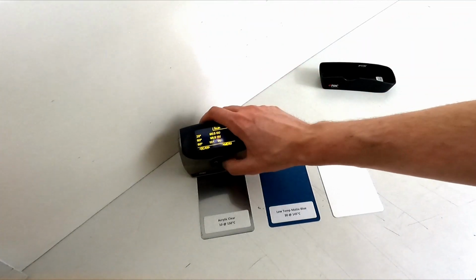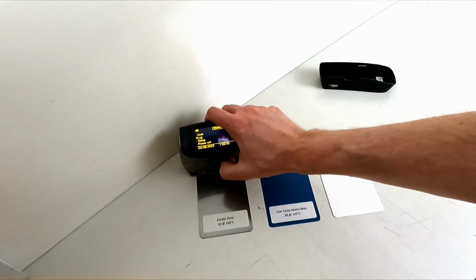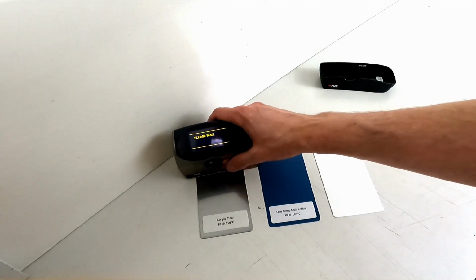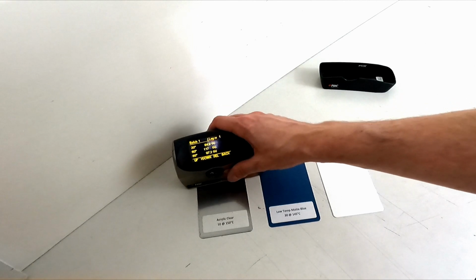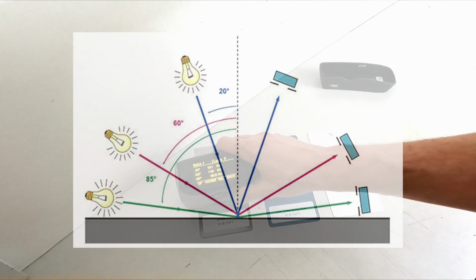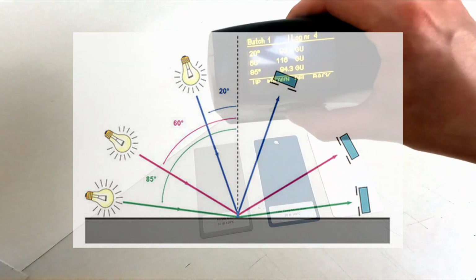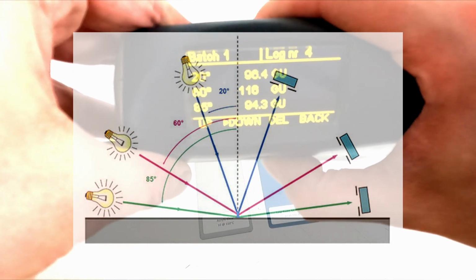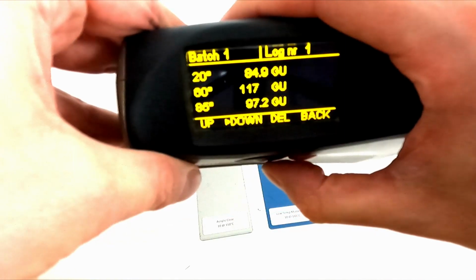A gloss meter works by shining a light from specific angles onto the surface being evaluated and then measuring how much of that light reflects into a photodetector. Three angles off the vertical axis are specified in the ASTM standard, those being 60 degrees for most finishes, 20 degrees for very high gloss coatings, and 85 degrees for very low gloss coatings.